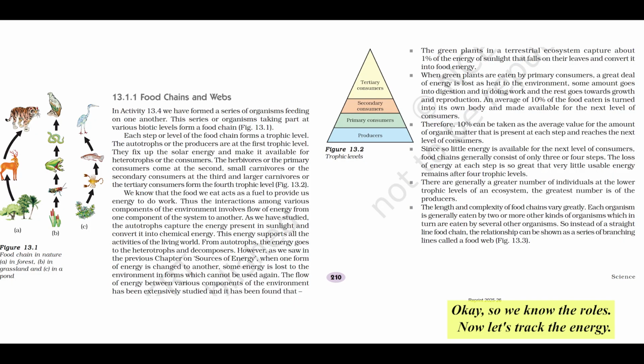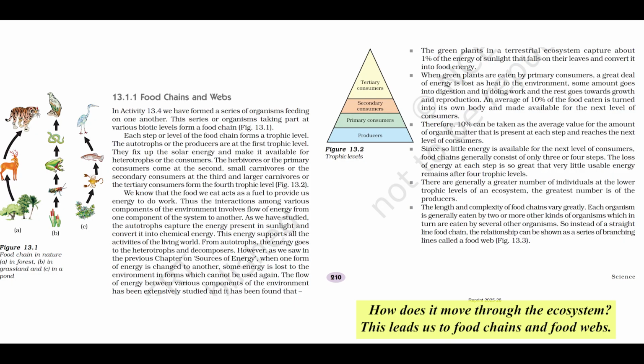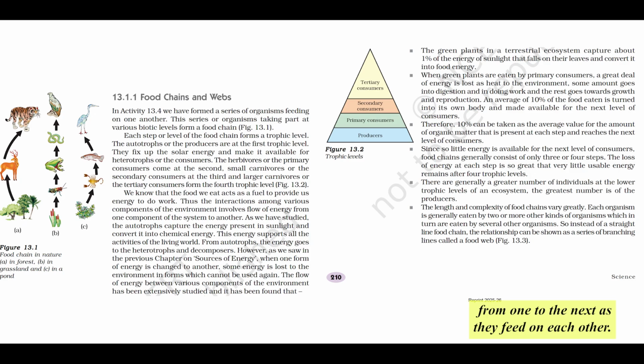Okay, so we know the roles. Now let's track the energy. How does it move through the ecosystem? This leads us to food chains and food webs. Super important concepts. A food chain is basically a simple pathway showing who eats whom. It's a series of organisms where energy is transferred from one to the next as they feed on each other. Like a line showing the energy flow. Exactly. And the arrow always points in the direction the energy is going.